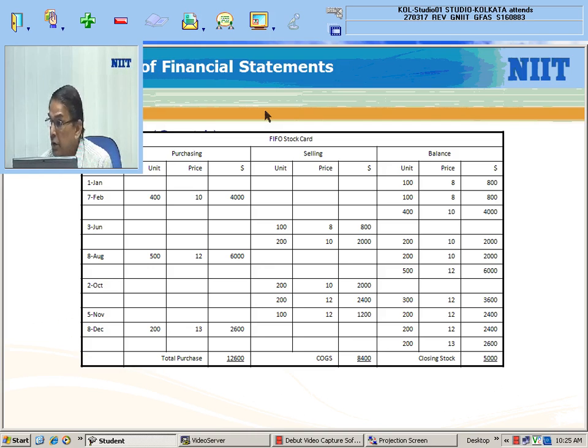Total sale is 300 units, remember. Company sold 300 units, out of which 100 units will be considered to have been sold from the opening stock, the cost of which was 8 rupees per unit, and the remaining 200 units were sold from the 400 units that were purchased on 7th of February.